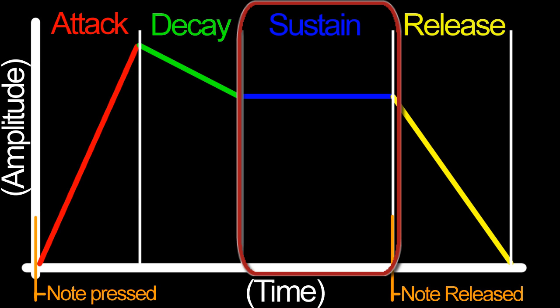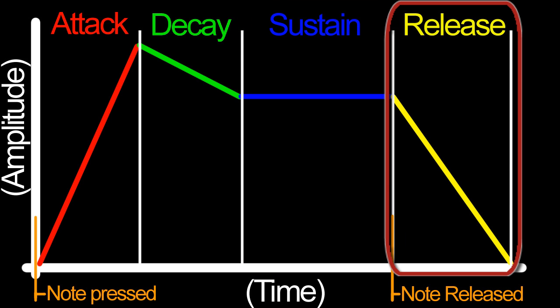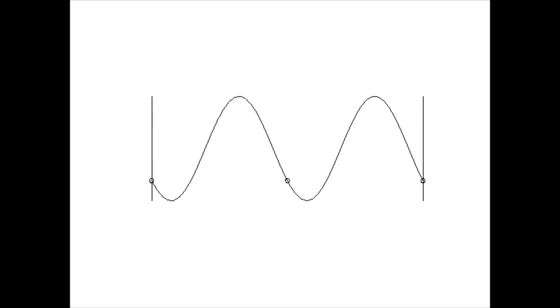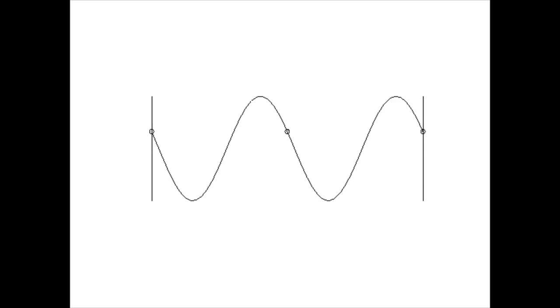The sustain phase determines how loud the sound will be kept at until you let go of the held note. Finally, the release phase controls how fast the sound fades away once you release the held note. A long release will slowly fade out the sound to nothing, and a fast release will cut the sound out instantly. The second modulation controller is an LFO, or Low-Frequency Oscillator.